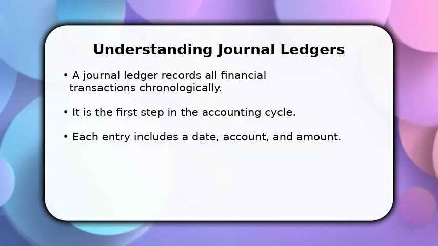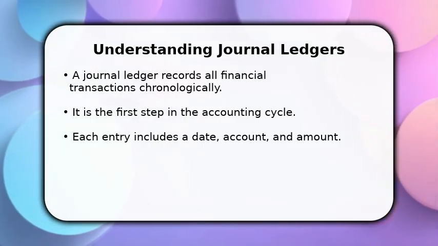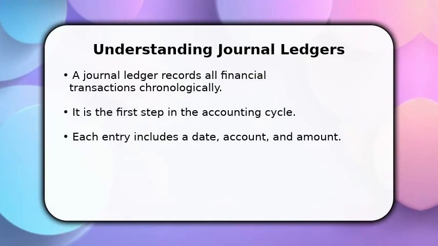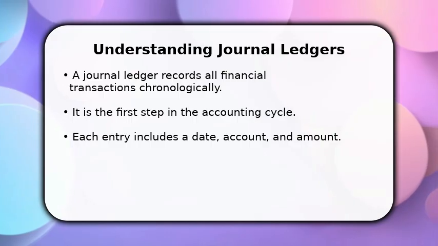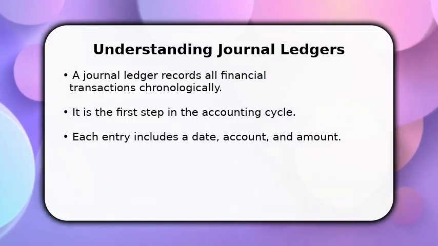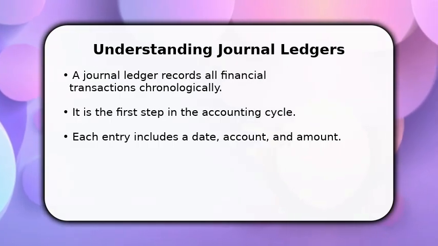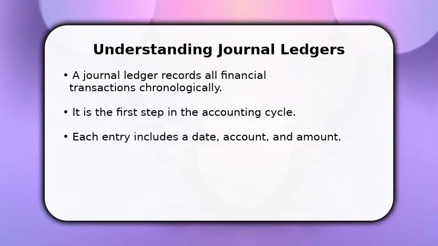In this video, I will explain how to make a journal ledger. Let's start by understanding its fundamental role in accounting. A journal ledger is where you first record every financial transaction your business makes, acting as a chronological log. This initial step is crucial for maintaining accurate financial records and forms the foundation for all subsequent accounting processes. It ensures that every financial event is captured systematically.